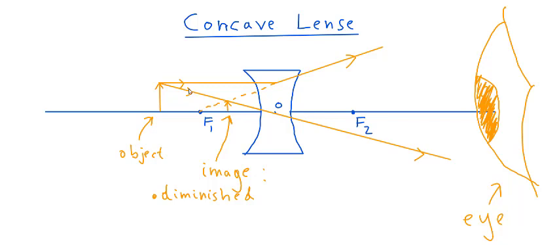Notice it's the right way up. It's pointing in the same direction as the object arrow here, so it is upright. And thirdly, note also that this image here is a virtual image.